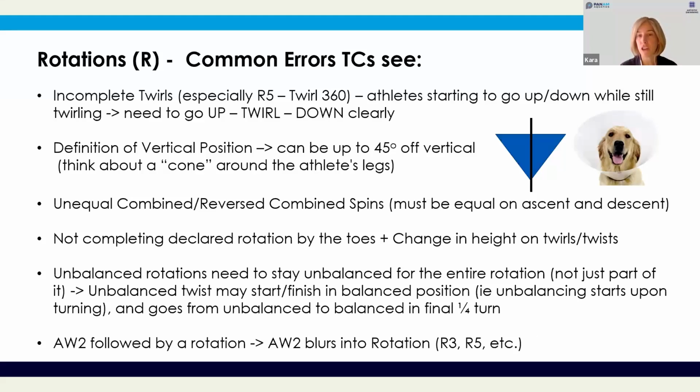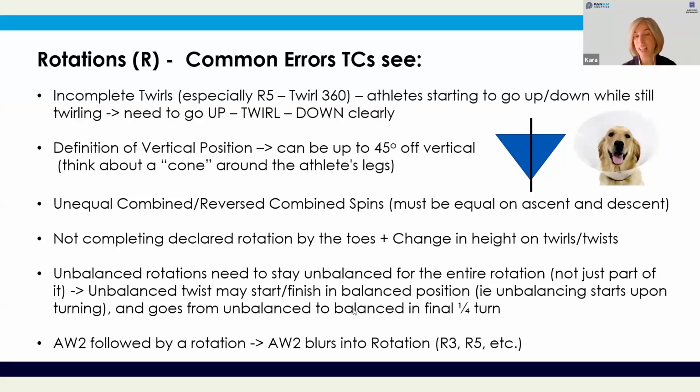Completing your rotations by your toes, and that change in height on twists and twirls, that drop of 2 height levels. The unbalanced rotations need to stay unbalanced for the entire rotation, not just part of it. So if they're straightening into the end or start straight, then that is something that would flag us for a review and a potential base mark.